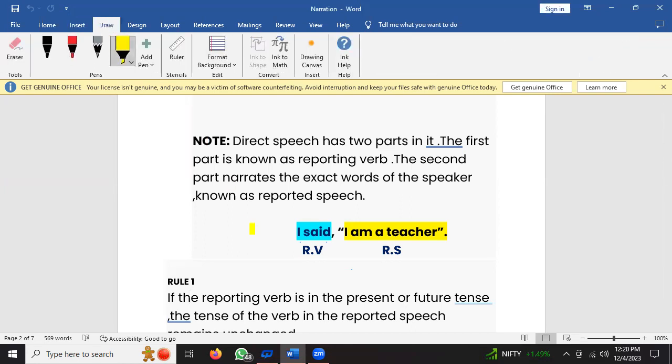I'm using a highlighter here. This is RV and this is RS. First, I have written RV, this portion. And then I have written the exact line of the speaker. I hope you are looking at it. Now, one question to all of you is, can I write "I am a teacher," then comma, then inverted commas close, then I will write "I said"? Can we alter this sentence and write RS first and RV at the back of it? Can we do that?